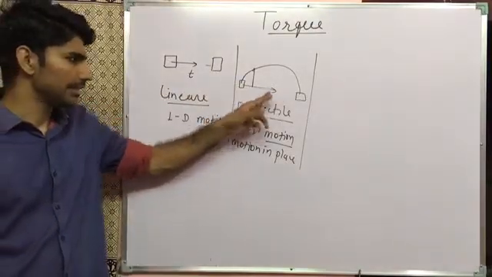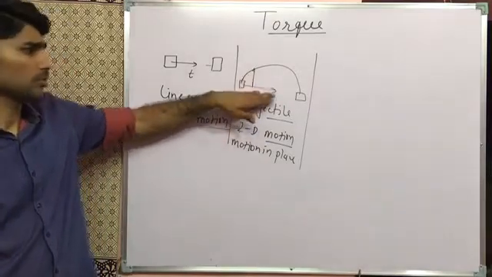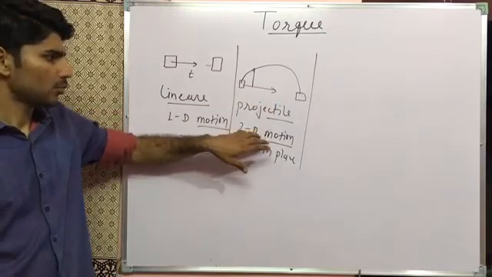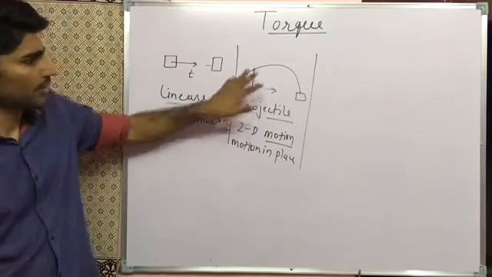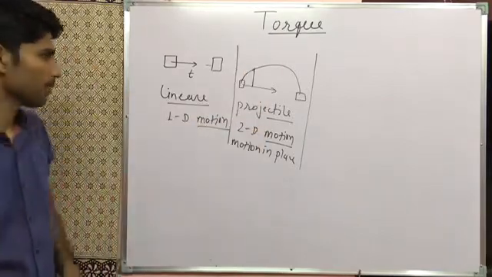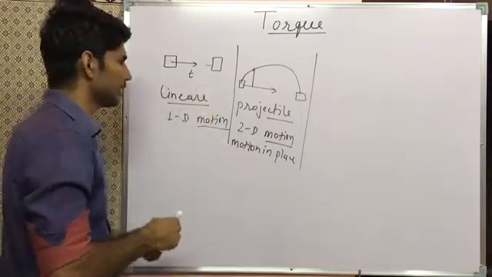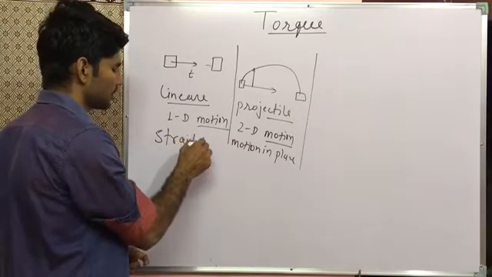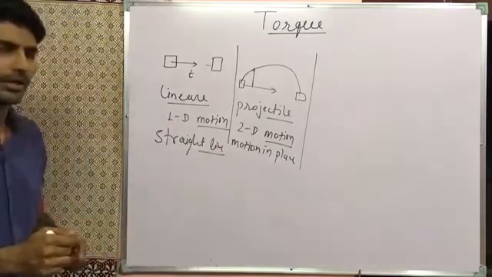One is linear, the other one is perpendicular to the horizontal, or perpendicular to the first motion. So this motion we explain by two directions, so we call it 2D motion. This shows the motion in a complete plane, so we call it motion in a plane, and also the projectile motion. And the first one was the simple motion in which the object moves along a straight line. So this is also called straight line motion, or one dimensional motion, or linear motion.